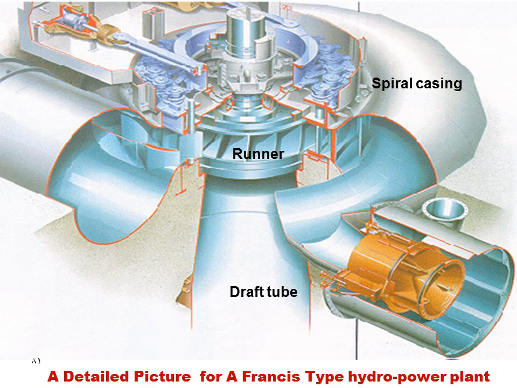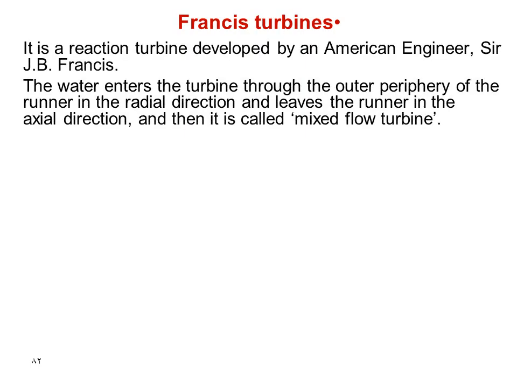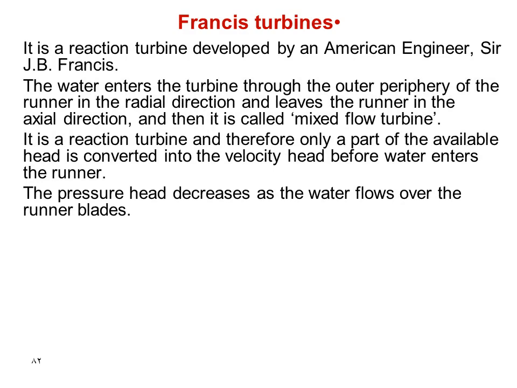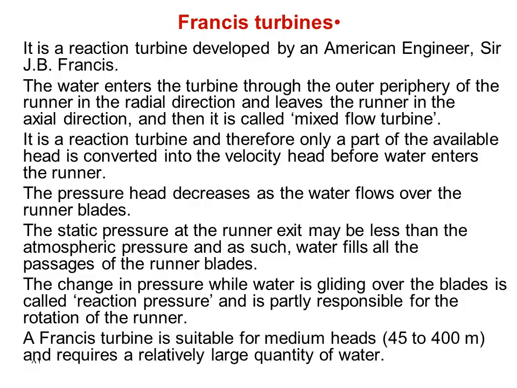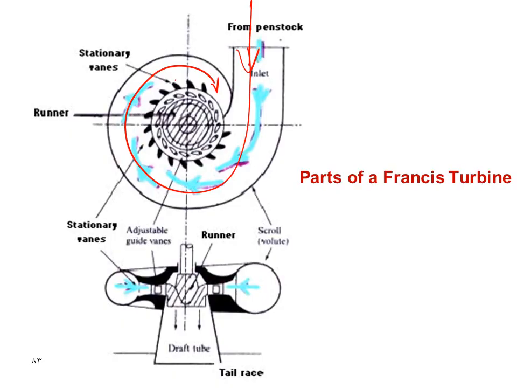Then the water flows through the spiral casing, and then radially goes to the runner at the center of the turbine through the guide vanes. As we see the guide vane here, we have a controlling ring that changes the opening of the guide vanes. And finally the water goes through the draft tube, a conical shape tube. Francis turbine was developed by American engineer called J.B. Francis.